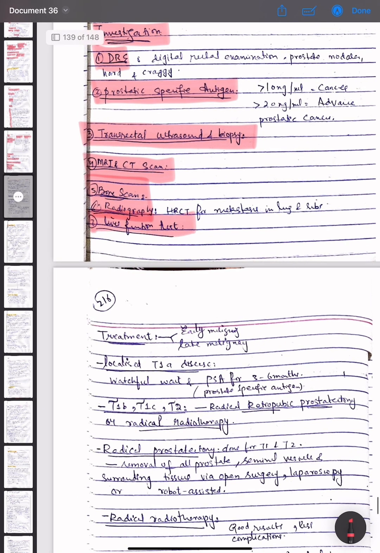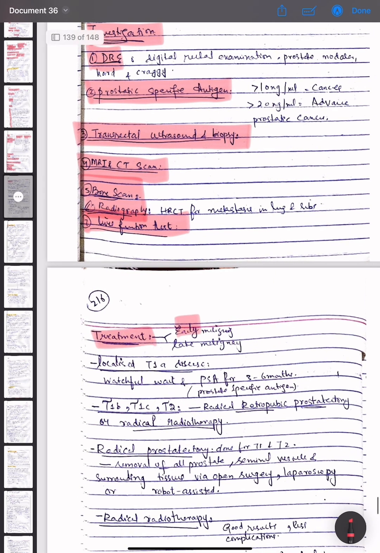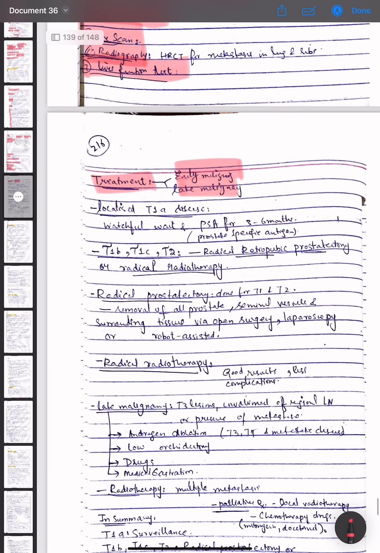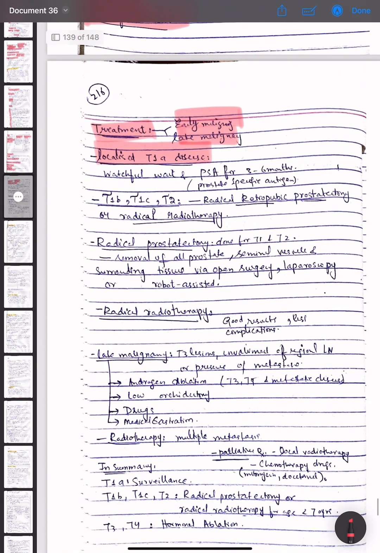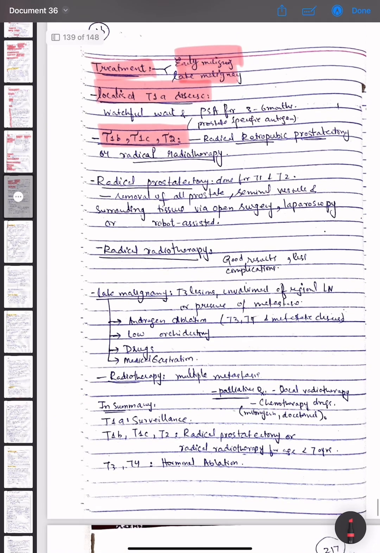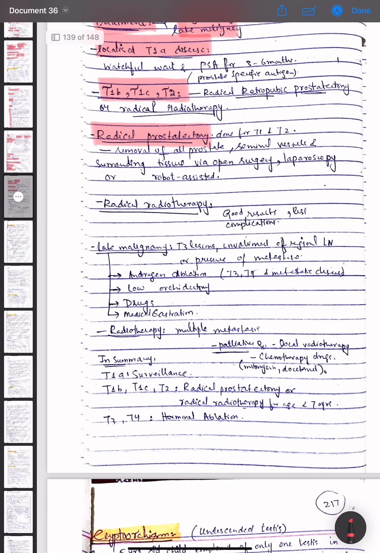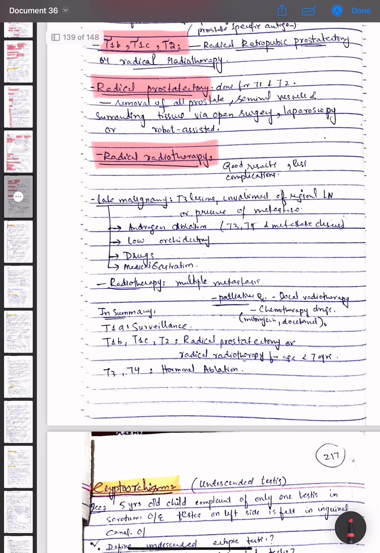The treatment options are for early malignancy and late malignancy. If the tumor is localized T1A disease, then watchful waiting and PSA every 3 to 6 months is given. For T1B, T1C, and T2, radical retropubic prostatectomy or radical radiotherapy is done. Radical prostatectomy is done for T1 and T2: removal of the whole prostate, seminal vesicles, and surrounding tissues via open surgery, laparoscopy, or robot assisted. Radical radiotherapy provides good results and is less complicated.